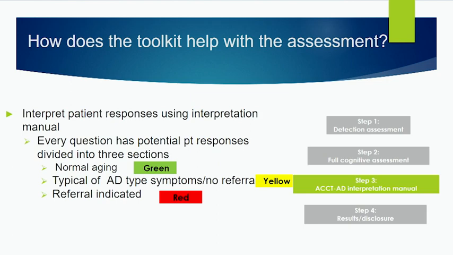I want to mention the key thing here: you don't add up the number of greens, the number of yellows, and the number of reds, okay? If there's any reds, you need to consider it might need a referral. If it's mostly greens and there's some definite yellows, then you might need to consider this may well be Alzheimer's disease, okay? And use the interpretation manual to help you. But just because greens outweigh yellows doesn't mean they're completely normal, okay?